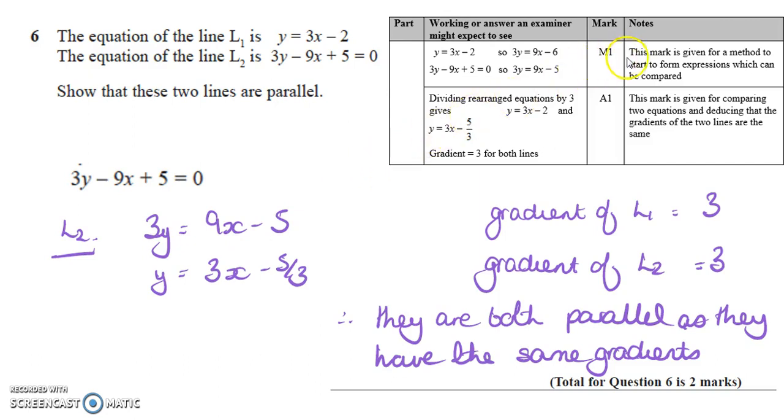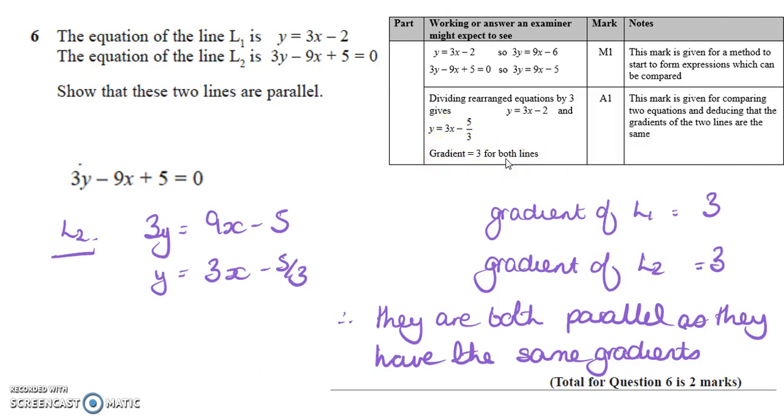It's saying that you get the first mark for a method, that you're starting to try and compare the second line with the first one. You're trying to get it into a format so you can compare them, and the most common way is to do what we did by trying to rearrange it to get y equals. So if you start down that road, you'll start picking up a mark, and then also dividing by 3. It says the second mark is given for comparing the two equations and deducing that the gradients of the two lines are the same. So it's by getting your final answer here, noticing that you have the gradient 3 here, and stating that the gradient is 3 for both lines.